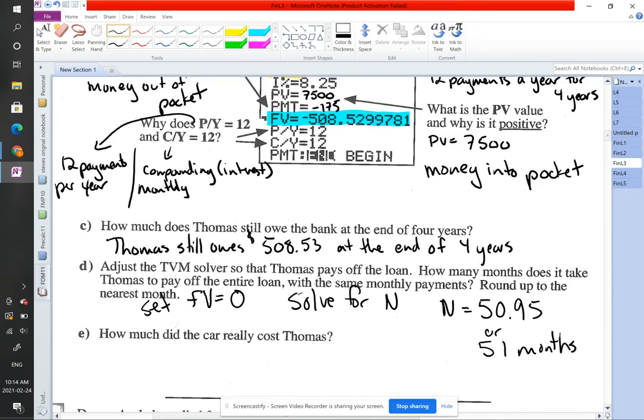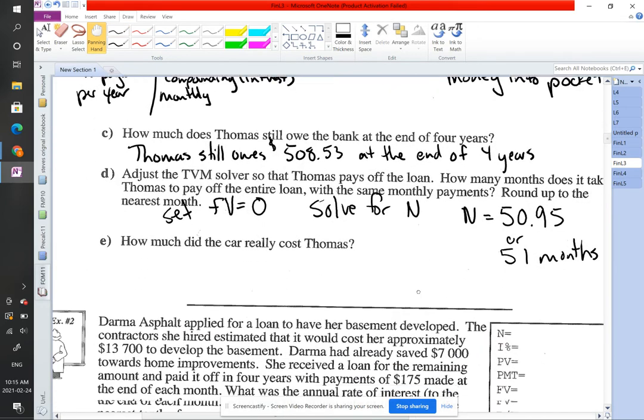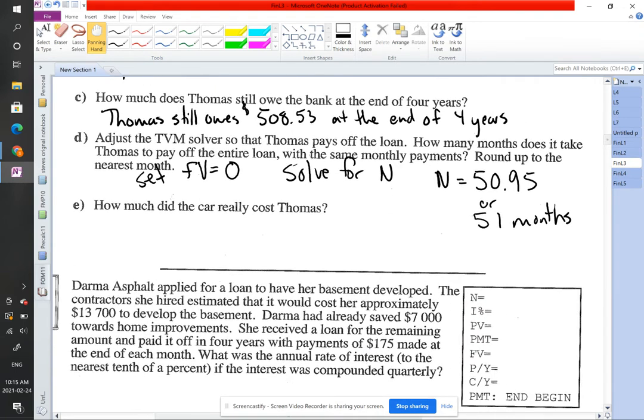Well, how much did the car really cost Thomas? So what we're going to do is we are going to assume that he made $175 payments for 51 months. I know it's not exactly 51 months, but we're just going to make this a little bit easier. So he makes $175 payments for 51 months. And when we do that, we get $8,925.